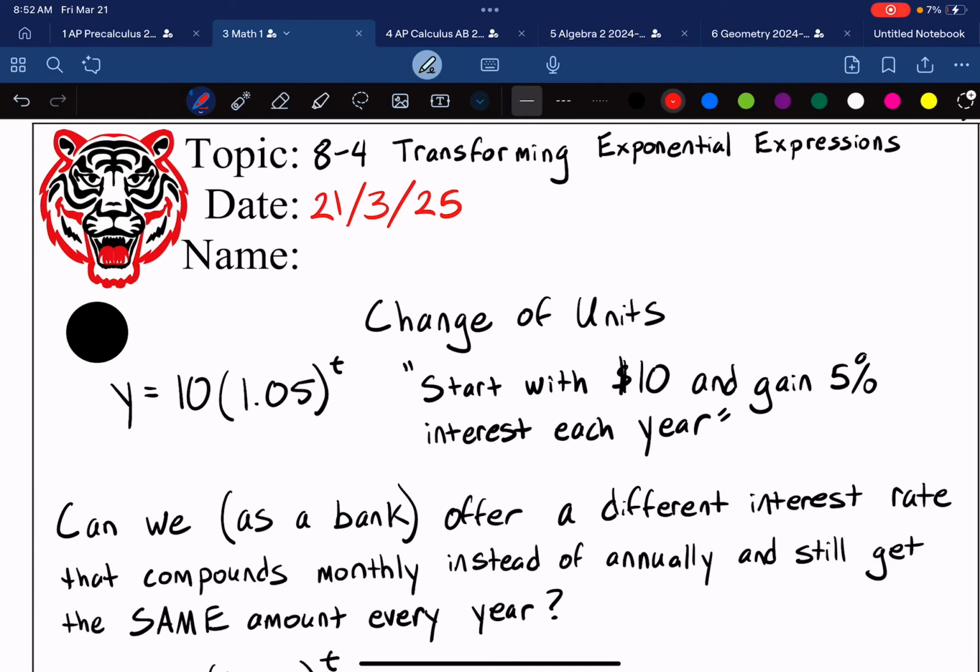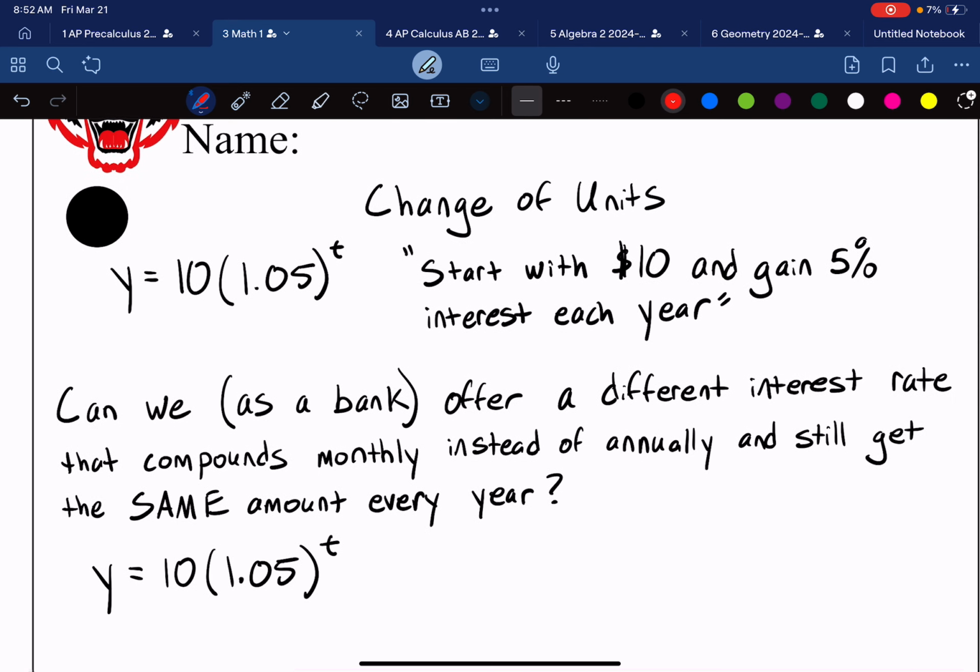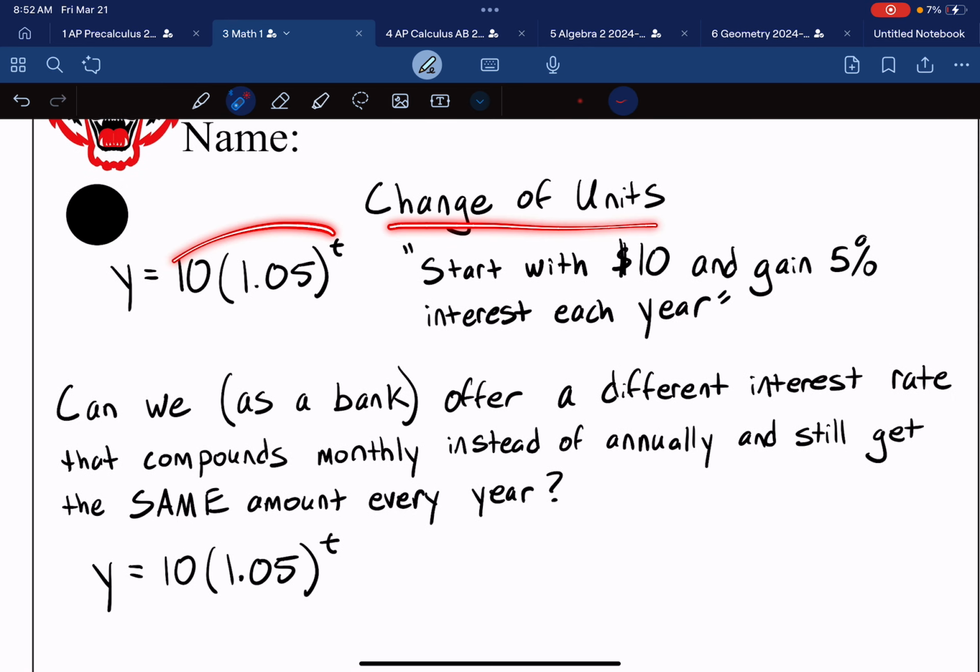This is Integrated Math 1's topic 8-4, transforming exponential expressions. The main idea here is we're going to be changing the units of an exponential function. So let's start out with a basic example.